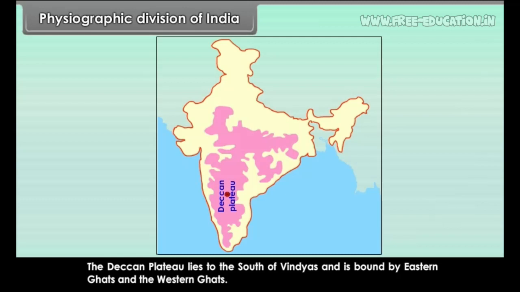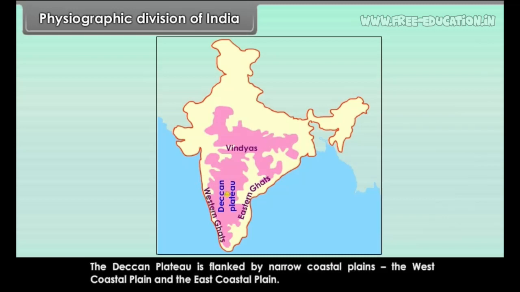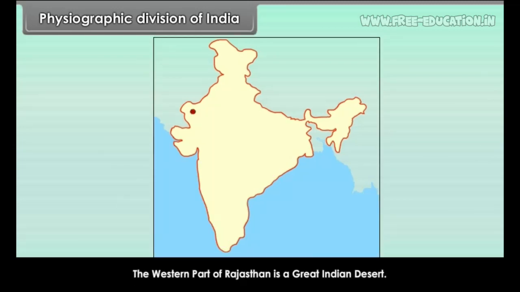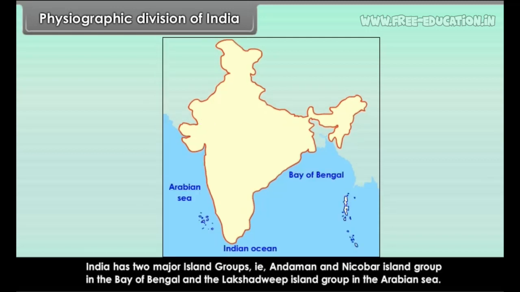The Deccan Plateau lies to the south of the Vindhyas and is bound by the Eastern Ghats and the Western Ghats. The Deccan Plateau is flanked by narrow coastal plains, the West Coastal Plain and the East Coastal Plain. The western part of Rajasthan is a great Indian desert. India has two major island groups, that is, Andaman and Nicobar Island Group in the Bay of Bengal and the Lakshadweep Island Group in the Arabian Sea.